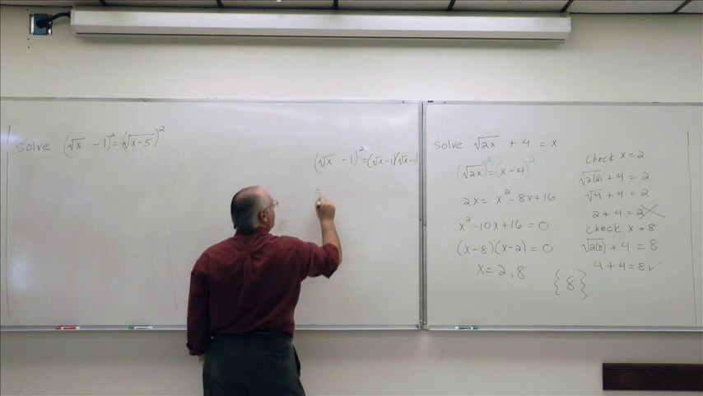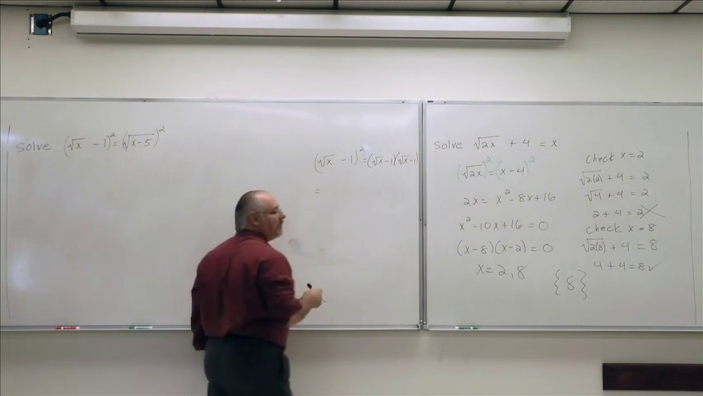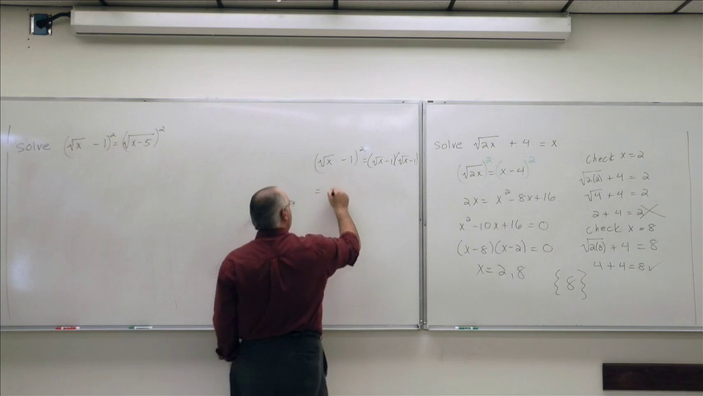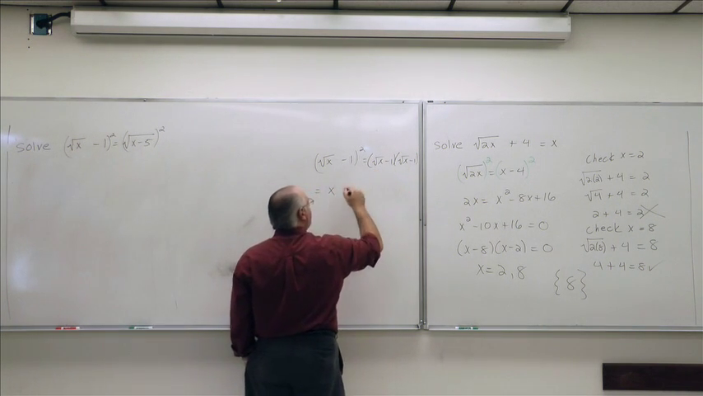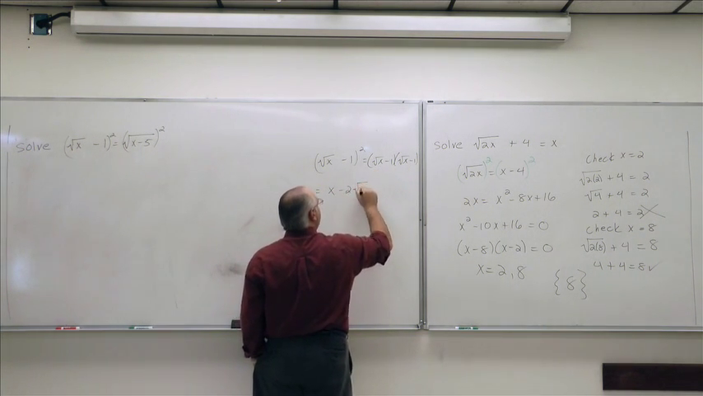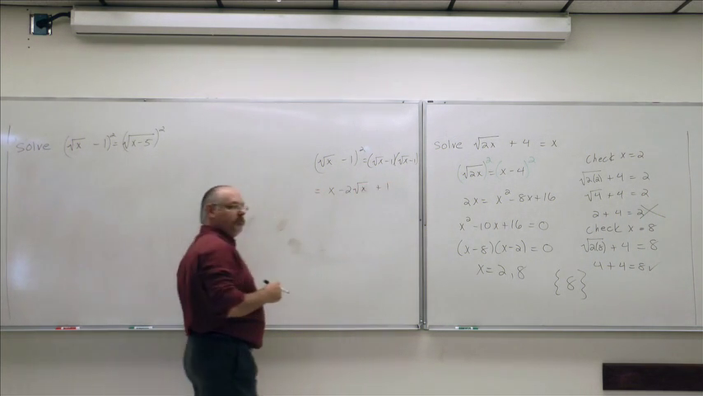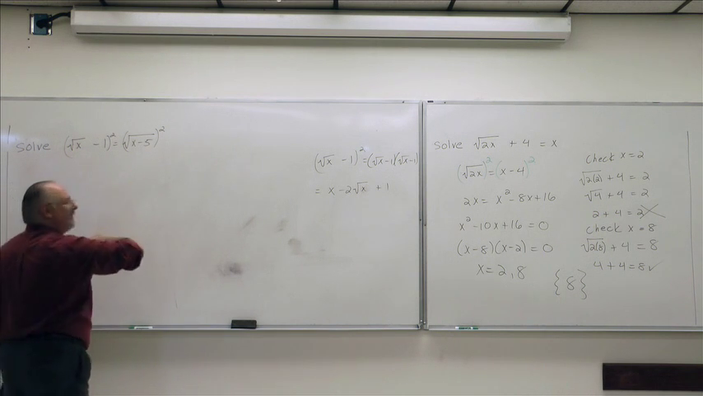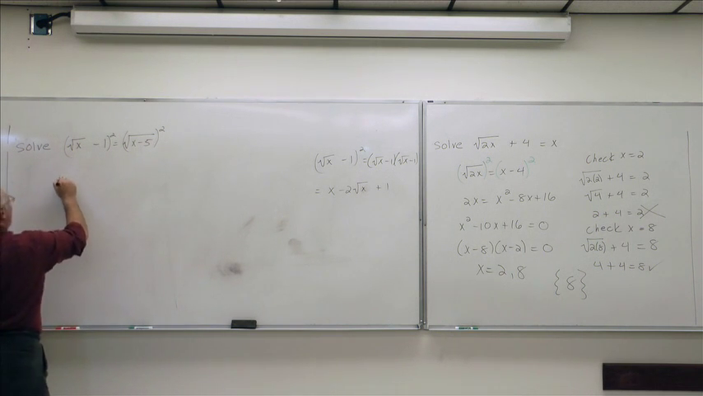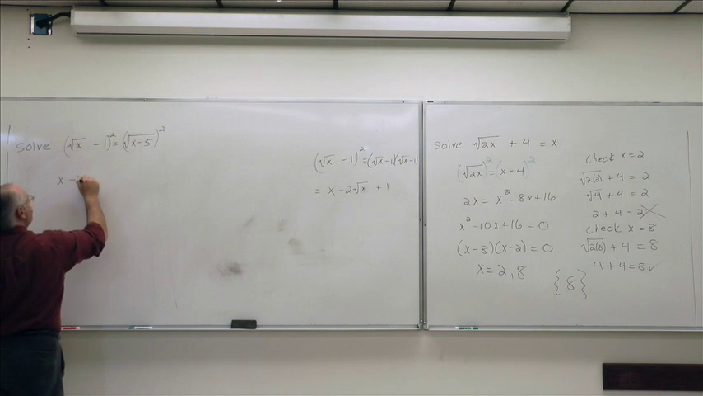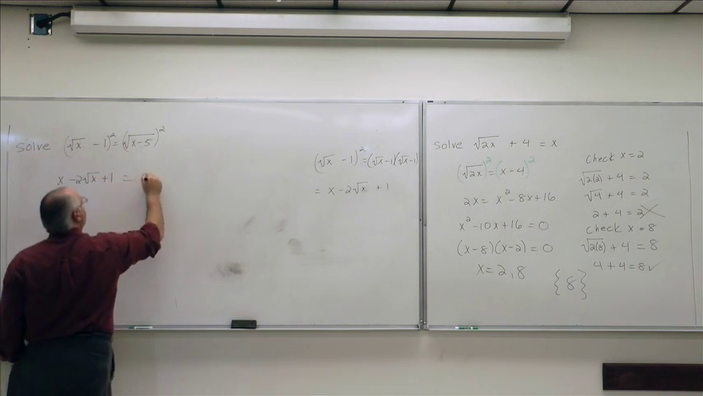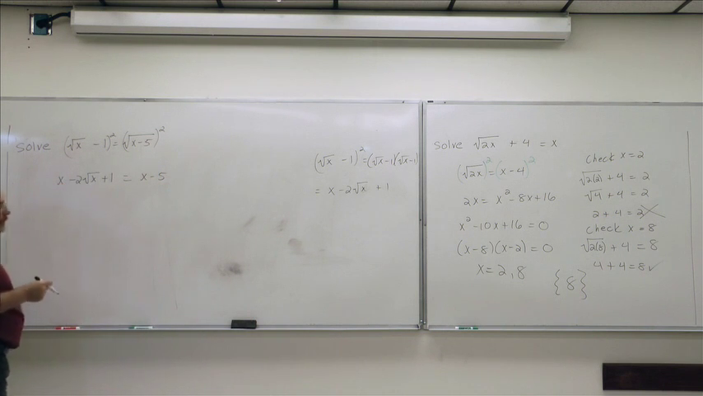And when you distribute, you get the square root of x times the square root of x is x. And you're going to get minus the square root of x twice, so minus 2 square root of x plus 1. Isn't it 5? Oh, wait, no. You're on the wrong side. So we get x minus 2 square root of x plus 1 equals x minus 5.